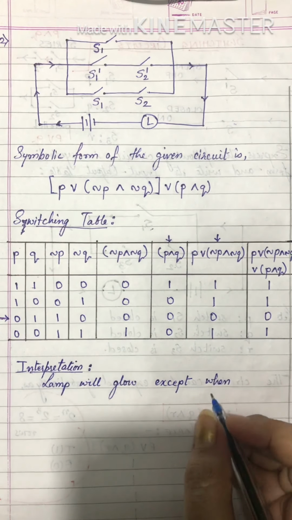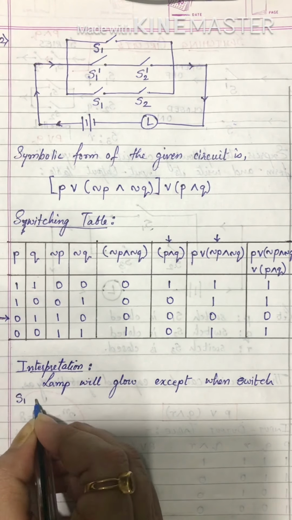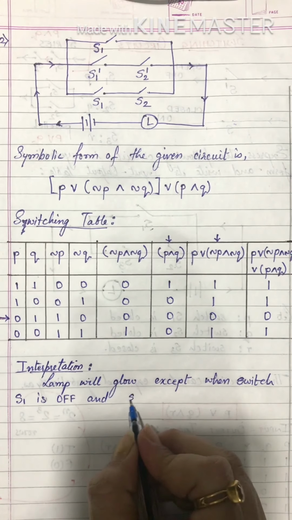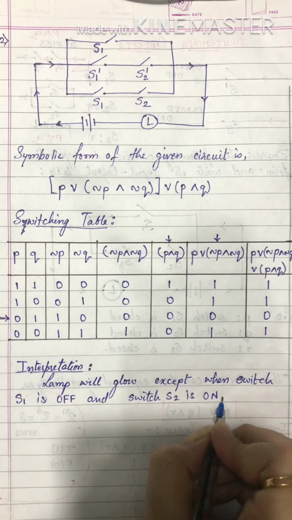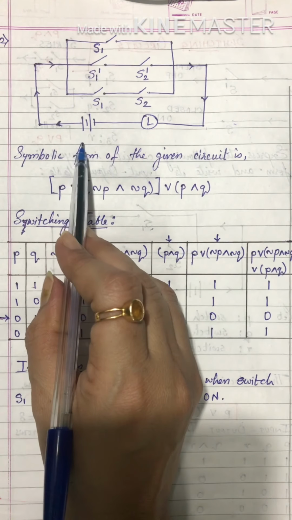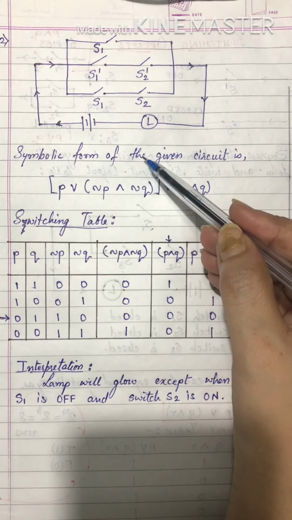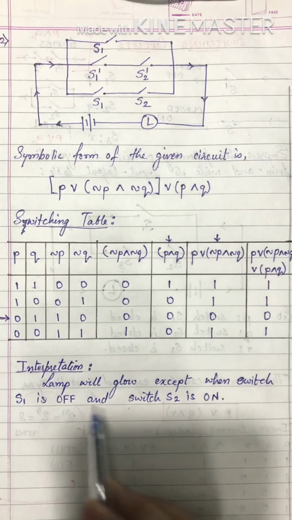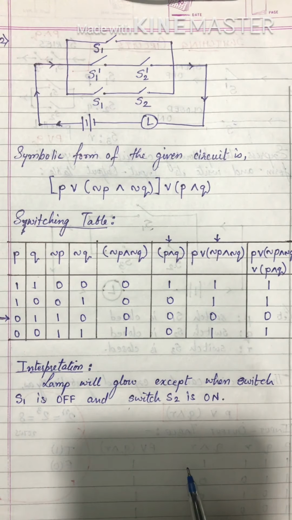values, right? So we write it in this way: when switch S1 is off and switch S2 is on. Okay, now one more thing kids, you need to write down here, let P be the statement switch S1 is closed and Q be the statement switch S2 is closed, and then you write the symbolic form. Okay, declaration of the switches should be done in all the sums. Fine, now I hope you have understood how to write the interpretation for the given switching circuit.